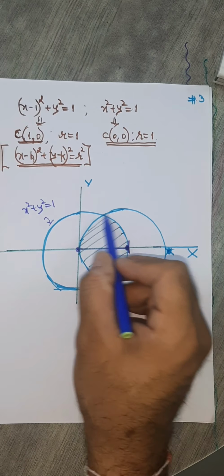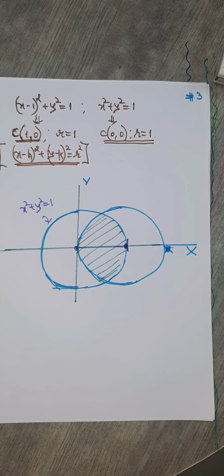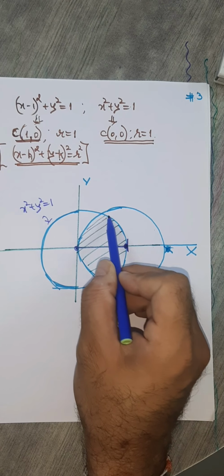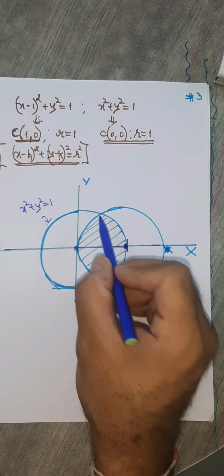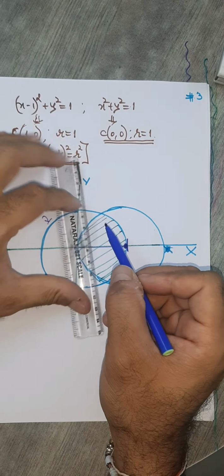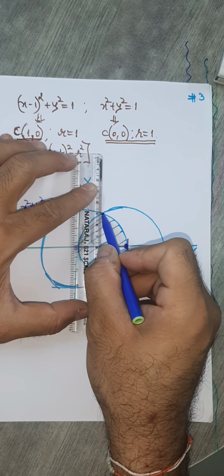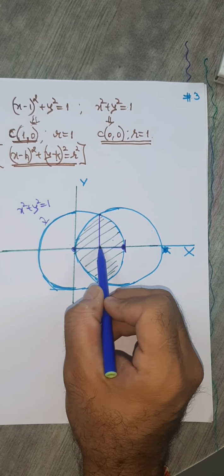So this is the area between these two circles. Now we want the area of this region. So what we do, you can get just half of this and make it double because of symmetry. We can make it even easier: you can find just this much only and multiply by 4. I'll get the area of either this portion or this portion.